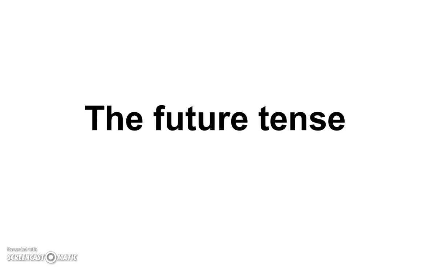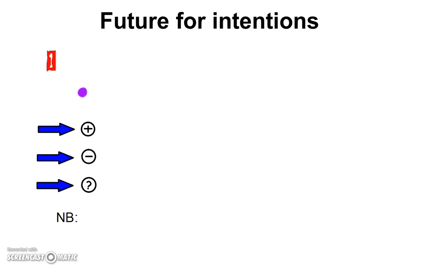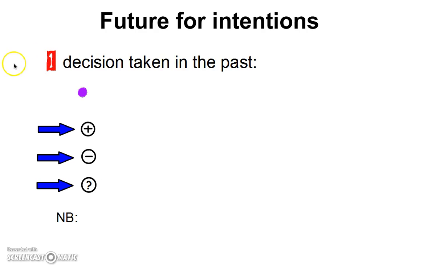So the first situation when we use future is when we talk about an intention. So an intention is something that you want to do in the future, that you plan to do. So the first context is your intention was decided in the past. So there is premeditation in your intention. So that is something that's a plan, a project that you made before.